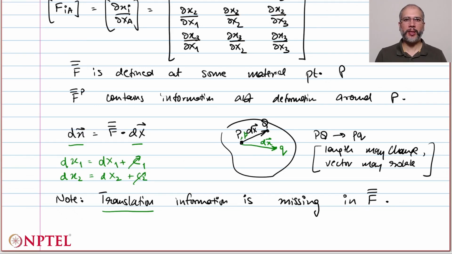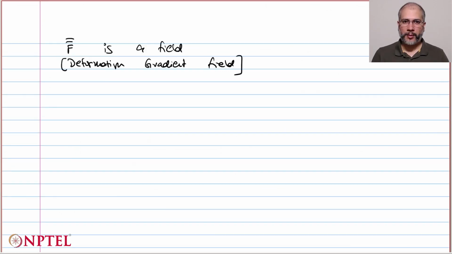Now I keep saying material point P, but of course this F is a field, and this deformation gradient field contains information about deformation in the whole body because F is a function of capital X in this case. So as I put different material coordinates for different material particles, I get the deformation gradient tensor for all those material particles. What that means is it tells us the information about deformation around every particle in the body.